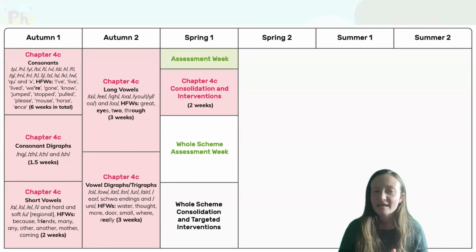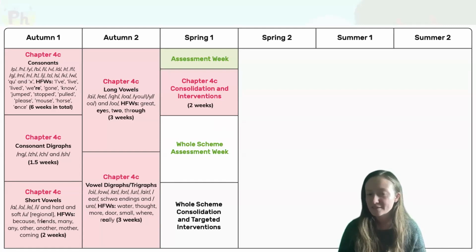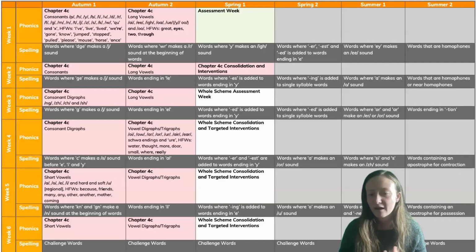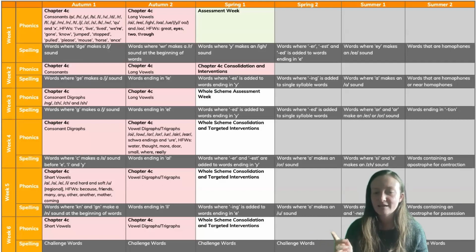And then the spring one is a lot of consolidation and intervention and assessment for the whole scheme before moving on. So in year 2, your Spelling Shed is 45 minutes per week for the first 3 half terms. And then once Phonics Shed has finished, your Spelling Shed can be an hour a week then instead. And I've got this for year 2 as well.